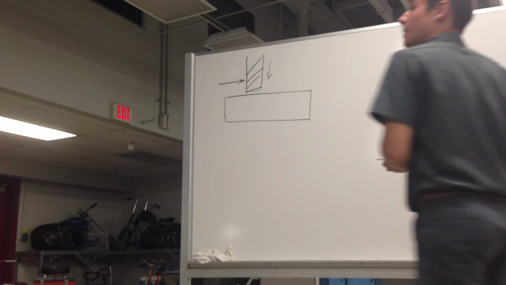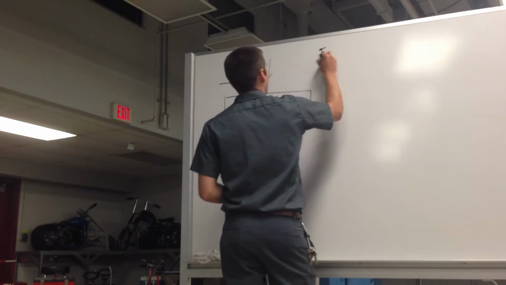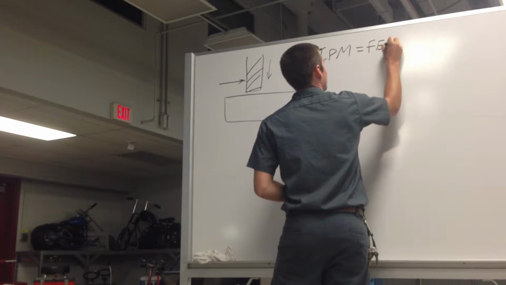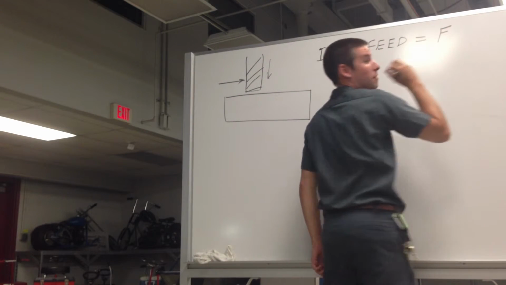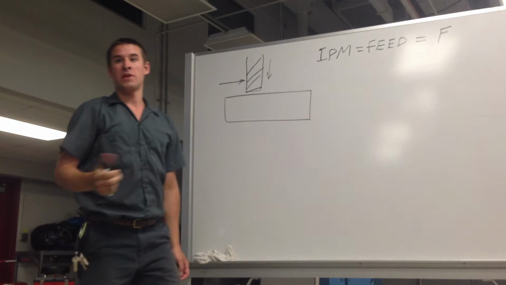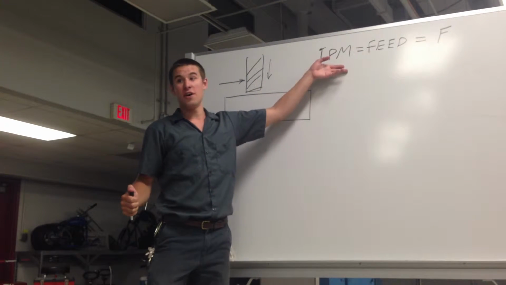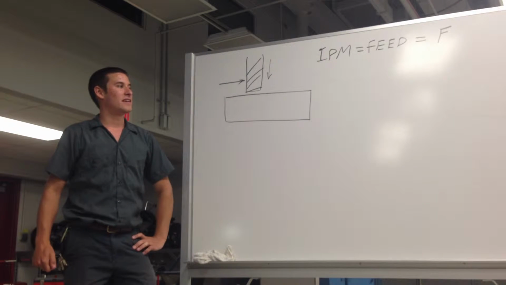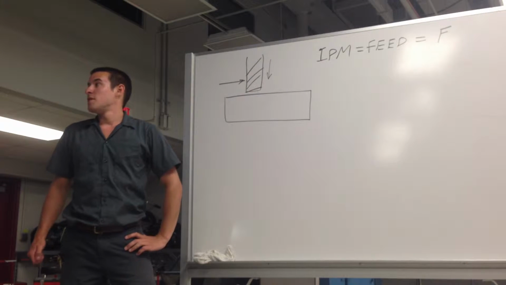So let's do one of these. Let's see, what do we have? We want to figure out the IPM, which is the feed, which, if you were CNC programming, is just the F. Getting ready for CNC, we're talking about the F here. That's all the machine knows, is how fast to feed that tool. If you tell it 100 inches per minute, and it actually needs to be a 10, you're going to break something.